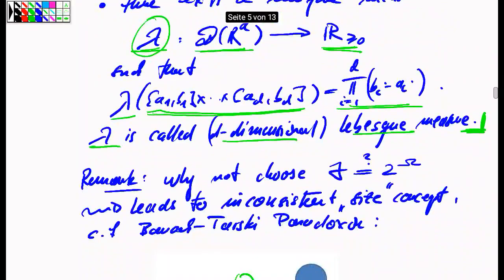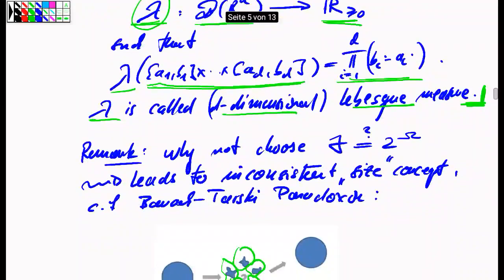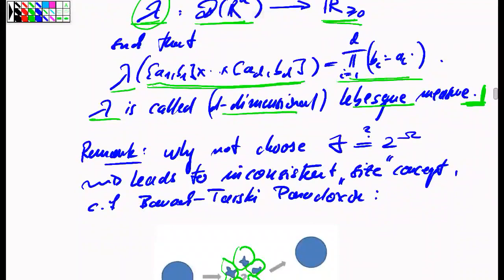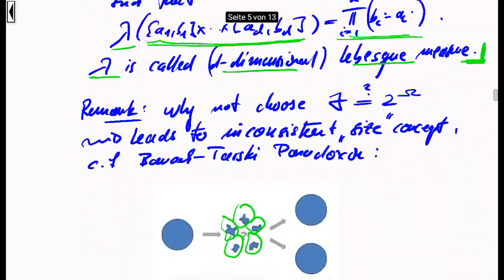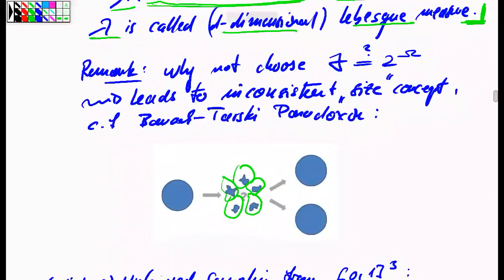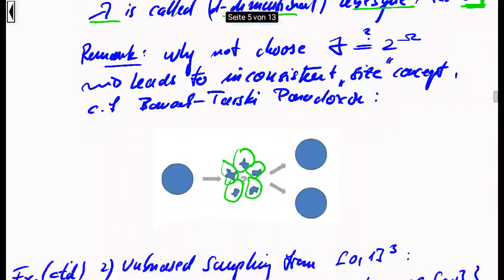The need for such a restriction of the concept of volume, not to every possible subset of Euclidean space, but to a certain subset of sets from Euclidean space, is exemplified again by the Banach-Tarski paradox.